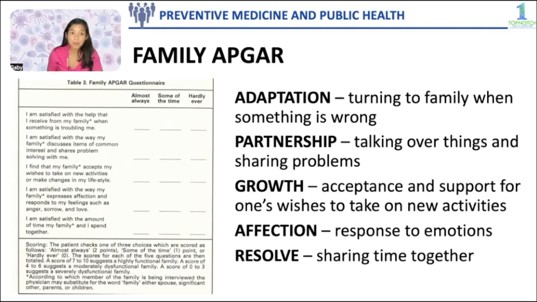So the questions are all about satisfaction with certain parts of a family dynamic. So for example, with adaptation, we would ask the person, are you satisfied with the help that you receive from the family when something is troubling you? Because we're trying to check whether they can turn to family when something is wrong. With partnership, for example, you would ask, are you satisfied with the way my family discusses items of common interest and shares problems with me? Because we want to talk about things and sharing problems under partnership. And so on and so forth for growth, affection, and resolve. Okay, so basta family satisfaction or satisfaction of an individual in their current family dynamic, that should be your APGAR.